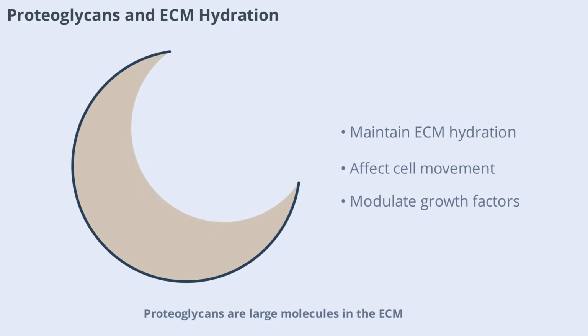Proteoglycans are large molecules in the ECM that help retain water and maintain tissue hydration. In tumors, altered proteoglycan levels can affect the movement of cells and molecules through the ECM. This can influence how cancer cells invade and how drugs are delivered. Proteoglycans also interact with growth factors, modulating their availability to cells. Their role in ECM hydration and signaling makes them important players in the tumor microenvironment.